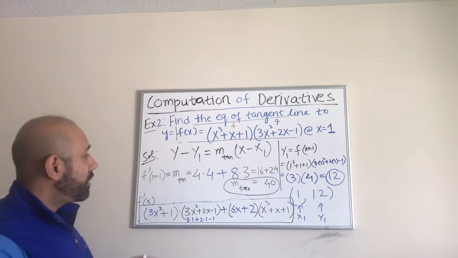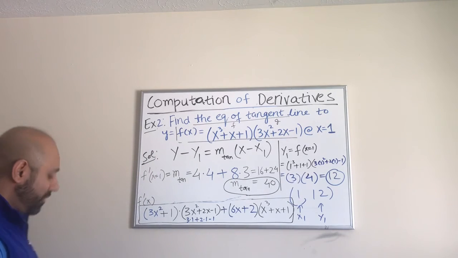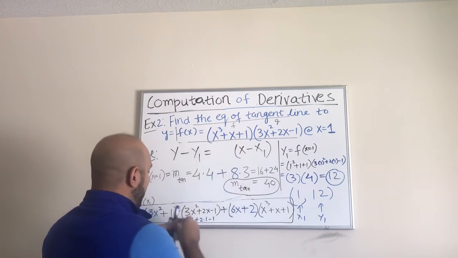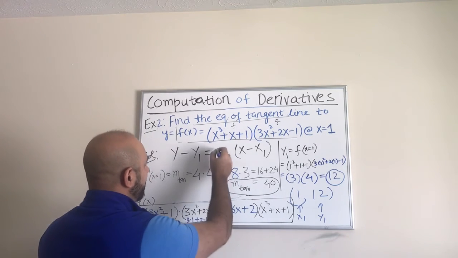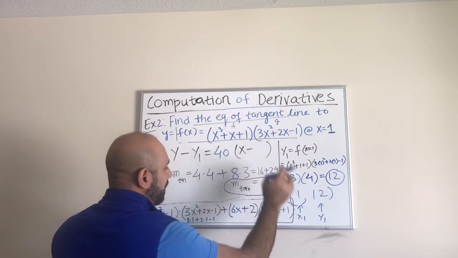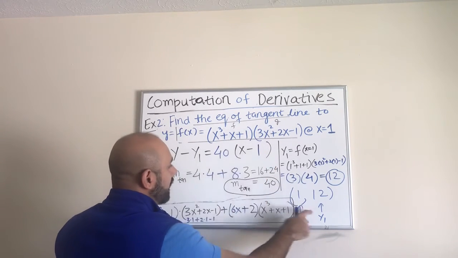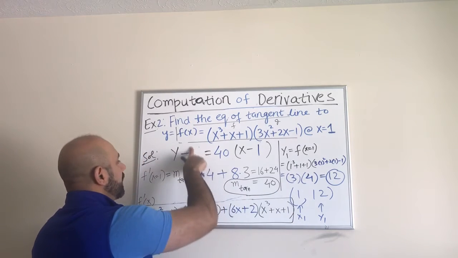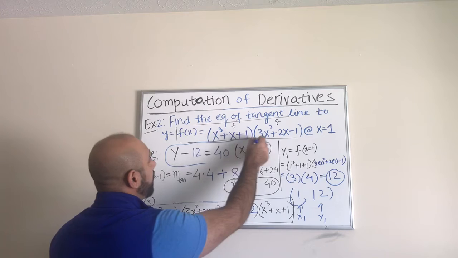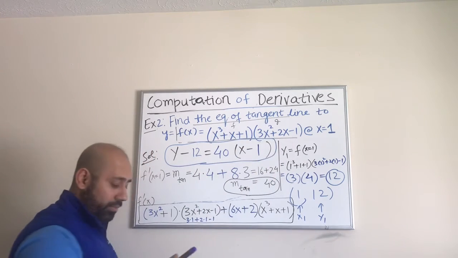We have everything we need in order to write the equation of a line. Let us go ahead and actually write the equation. Guys, instead of m tangent, now I have the value for that, so we're going to substitute 40. And then x1 and y1: I have the value for x1, which is 1, and I have the value for y1, which is positive 12. Guys, this right here is my equation in the point-slope form, right?